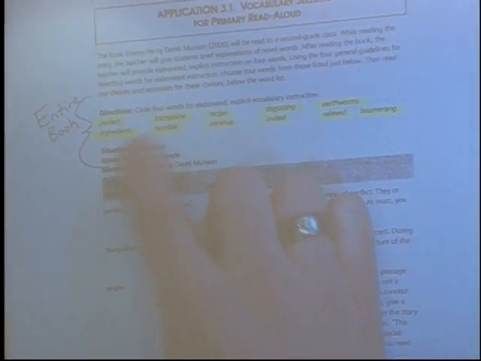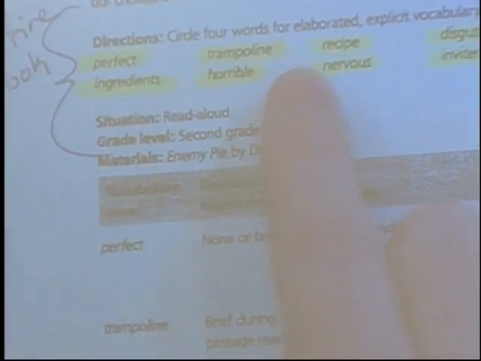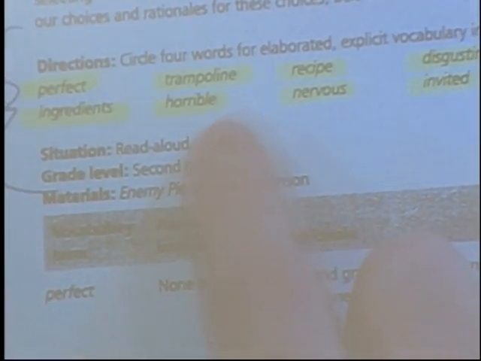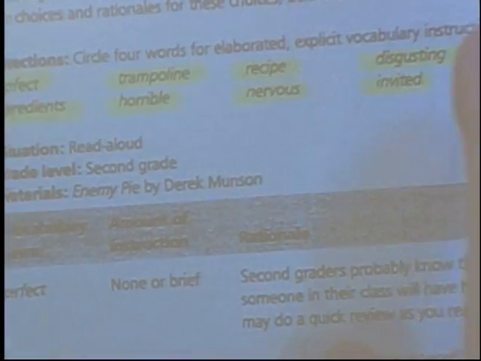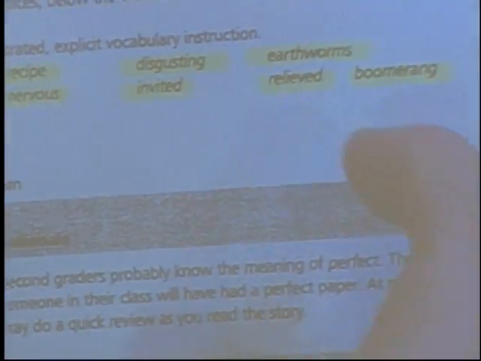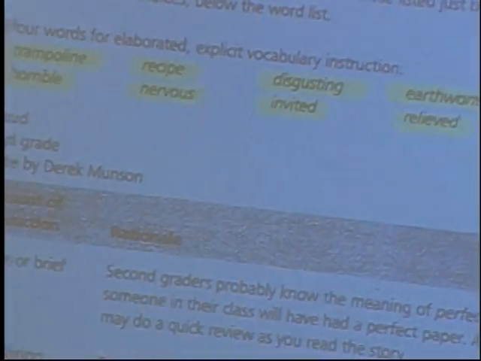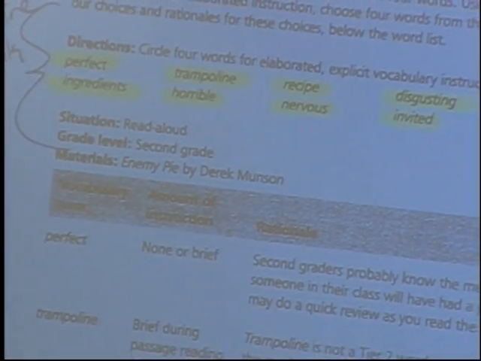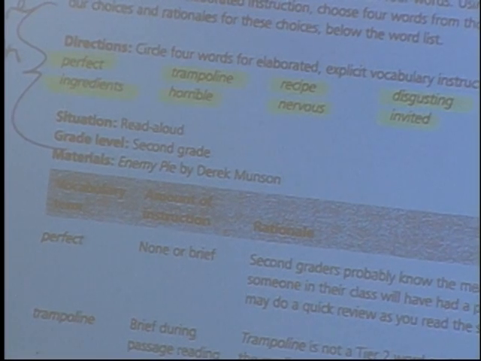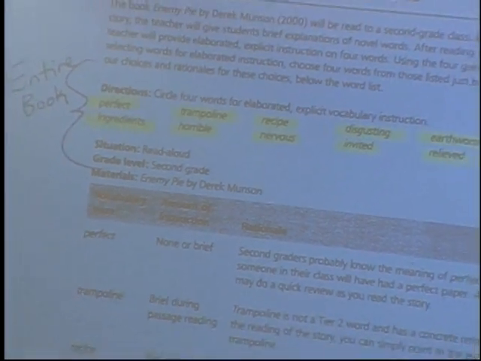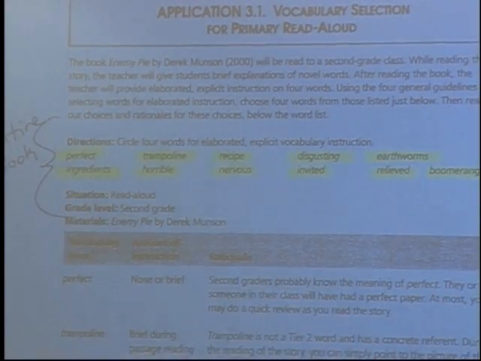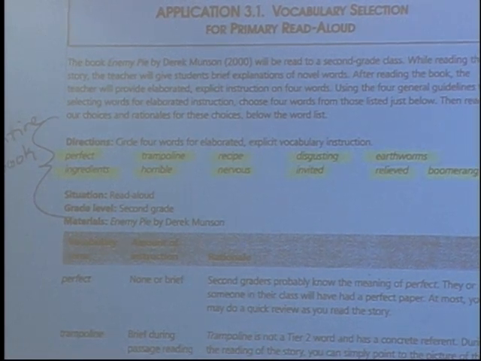The words were ingredients, trampoline, horrible, recipe, nervous, disgusting, invited, earthworms, relieved, and boomerang. That's the whole book, though, okay? And enemy is not on there, but I agree with you. I probably would have written down enemy. That was step 1 of the we do. So we've done step 1. Now we're going into step 2 of the we do.